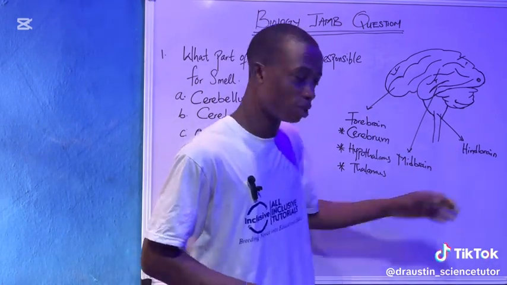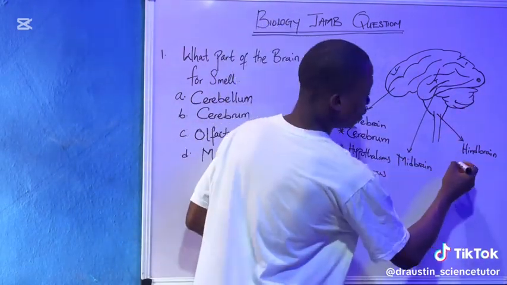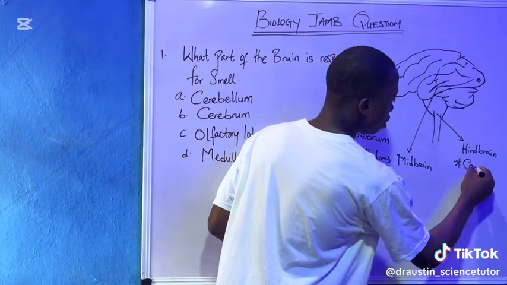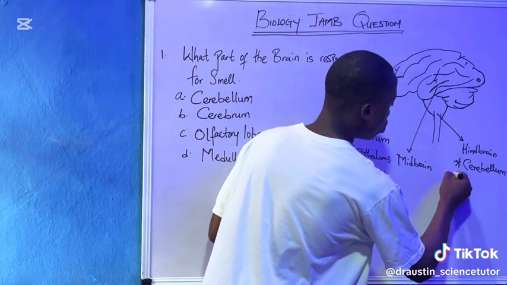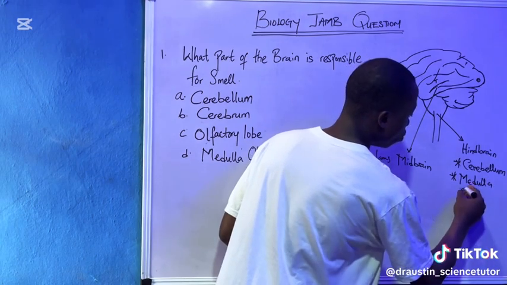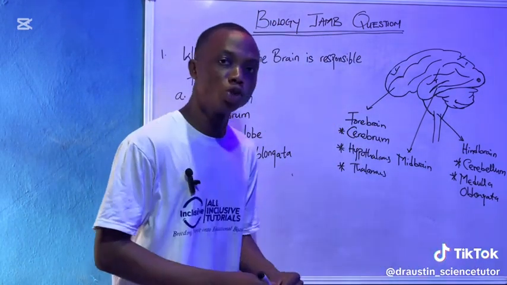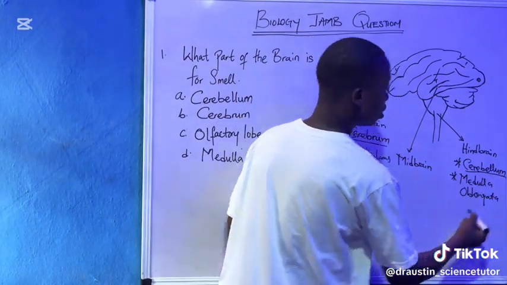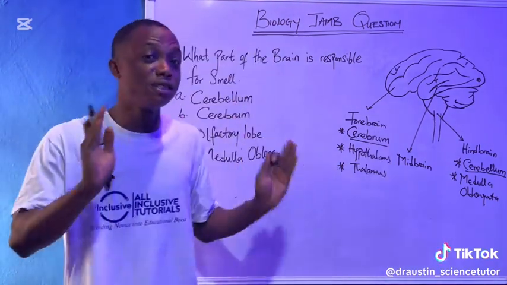Then we have the hindbrain. Now this is the last part, the back of the brain. This part we have cerebellum, and we also have the medulla oblongata. You understand? But what will you notice? There is cerebrum here and there is cerebellum here. Both of them look alike, but they are totally different.